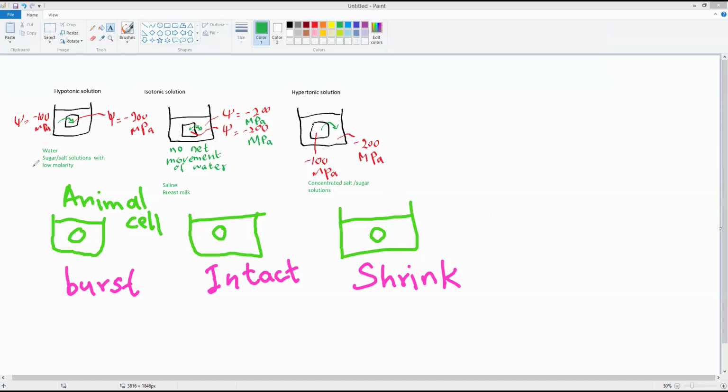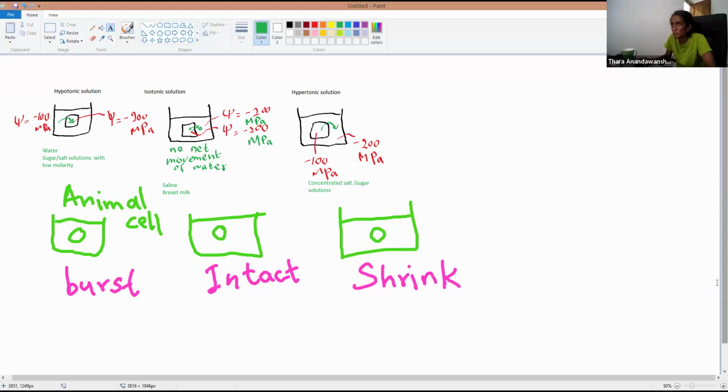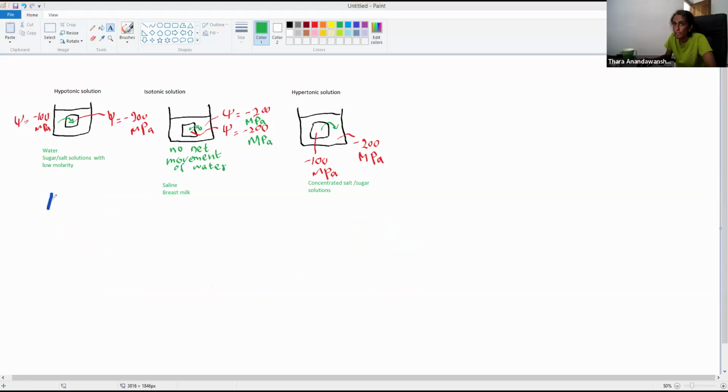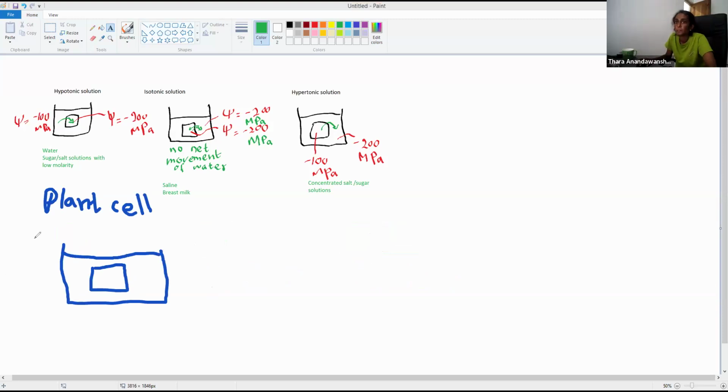Now we are putting a plant cell over there. I'm erasing all here. You'll be putting a plant cell in a hypotonic solution. What is going to happen? Will it burst? Teacher, because the plant cell has a cell wall, it won't burst.